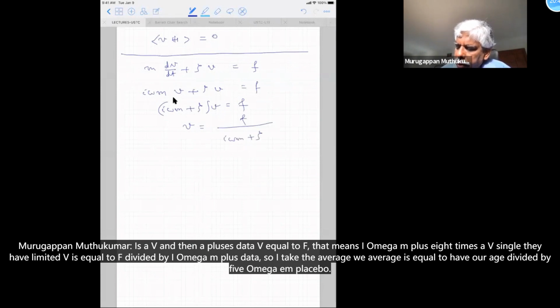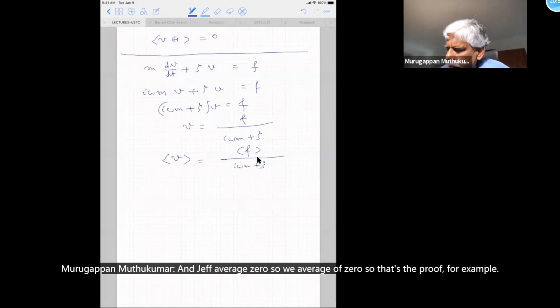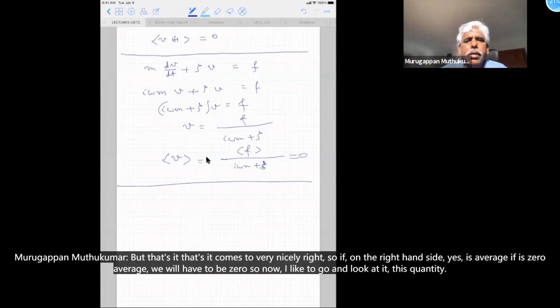So I take the average. V average is equal to f average divided by (i omega m plus zeta). And f average is 0. So V average is 0. So that's the proof, for example. It comes very nicely, right? So if the average of f on the right-hand side is 0, the average of V will also be 0.